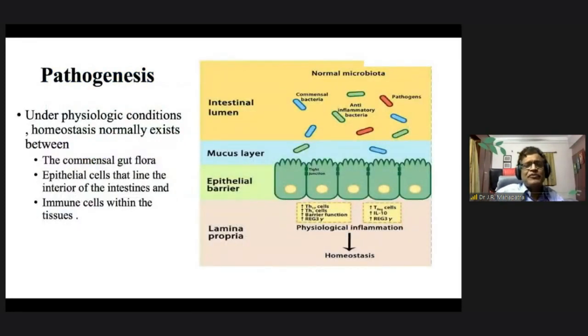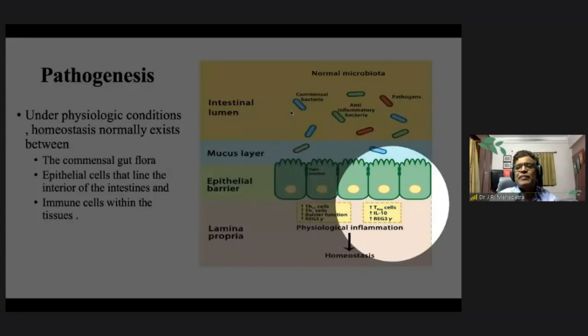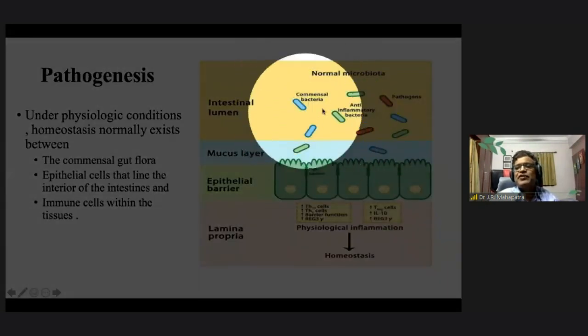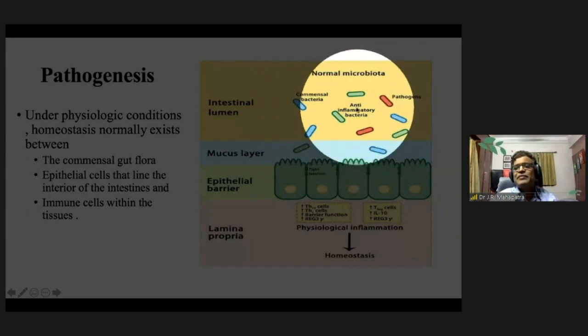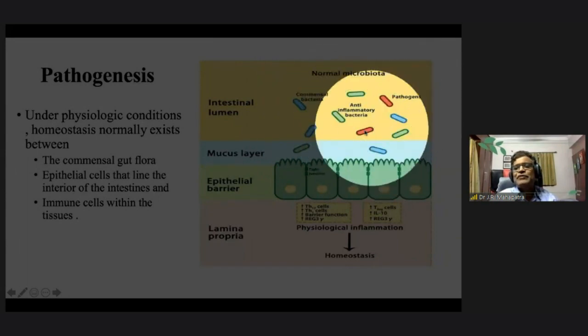So, coming to the pathogenesis: under physiological conditions, homeostasis normally exists between the commensal gut flora, the epithelial cells that line the interior of the intestine, and the immune cells within the tissue. There I had a gross picture, but now I am separating them out individually. This is the normal microbiota. This is the commensal microbiota. This is the anti-inflammatory bacteria, and the red ones are the pathogens.